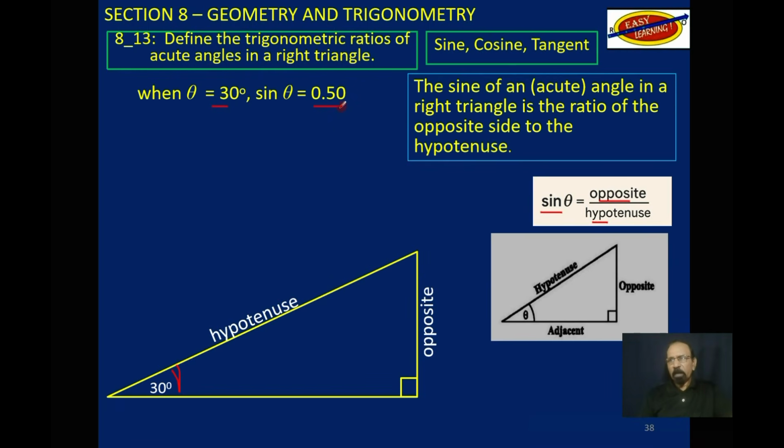It will be 0.5. So if you enter in your calculator 30 degrees and find the sine of it, you will get 0.5. But what does that 0.5 mean? It means that the opposite is 0.5 of whatever the hypotenuse is. It is half of the hypotenuse. That is what this 0.5 means.